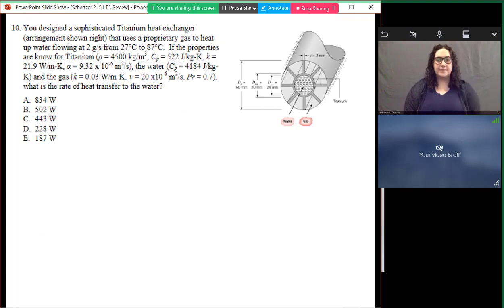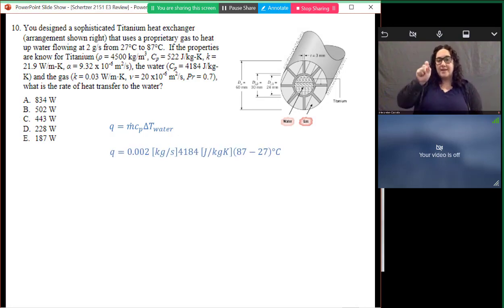For problem 10, we're designing a sophisticated titanium heat exchanger, shown in this picture here, that uses a proprietary gas to heat up water flowing at 2 grams per second from 27 degrees Celsius to 87 degrees Celsius. If the properties are known for the titanium, the water, and the gas, what is the rate of heat transfer to the water? For either side, I can take m dot times Cp times delta T. So I look at this side and see where I know this information.